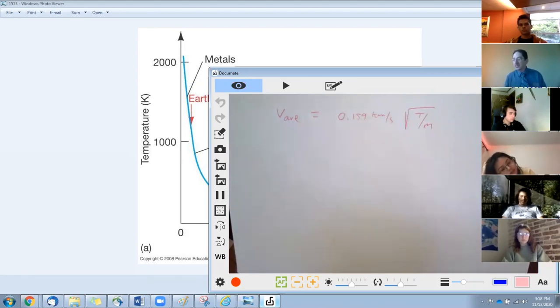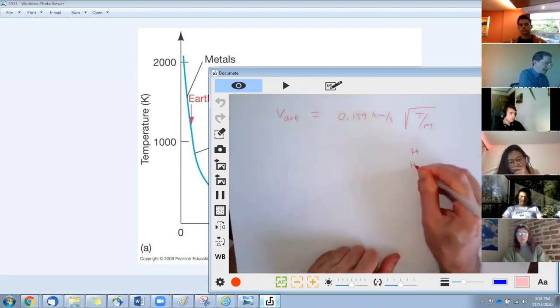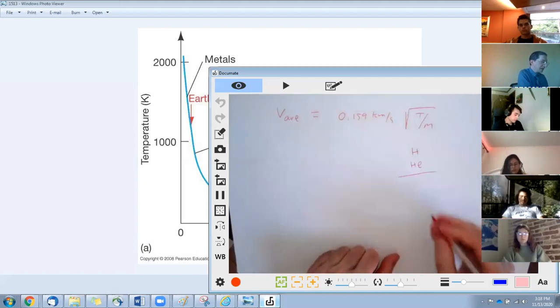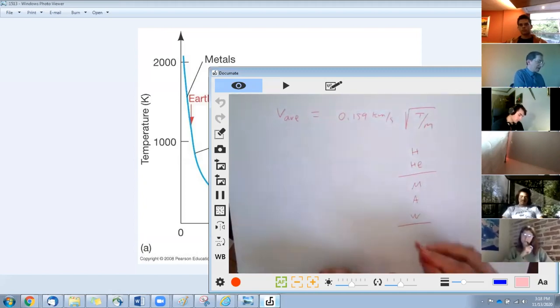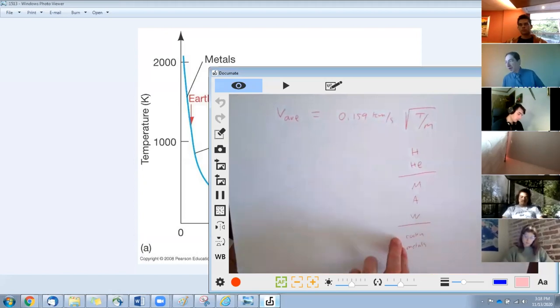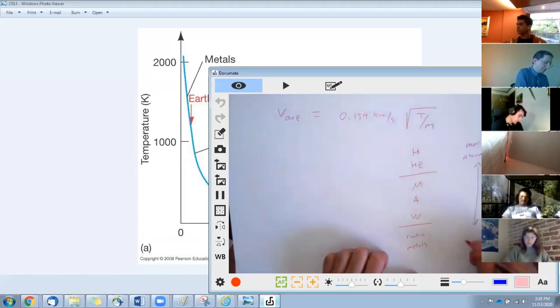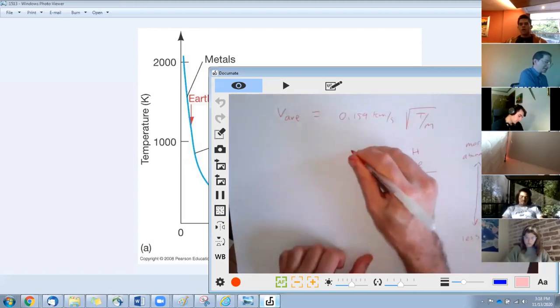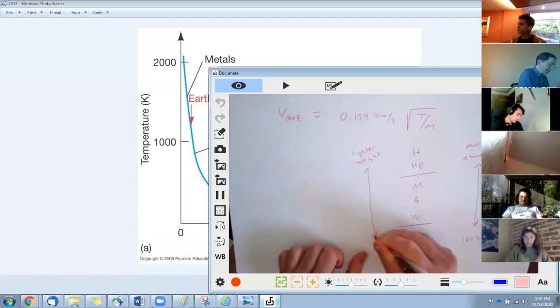So what accretes and what doesn't? Well, let's list out our elements and what we have to work with. We have hydrogen and helium. Those are the primary things. Then we have methane, ammonia, water. That's the next tier. And then we have trace things like rocky particles, metals, far more rare, but heavier. So here we have things that are more abundant, down to less abundant. And these things up here are lighter weight, going down to heavier.